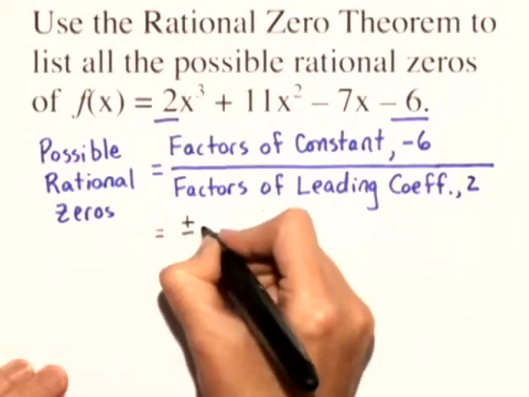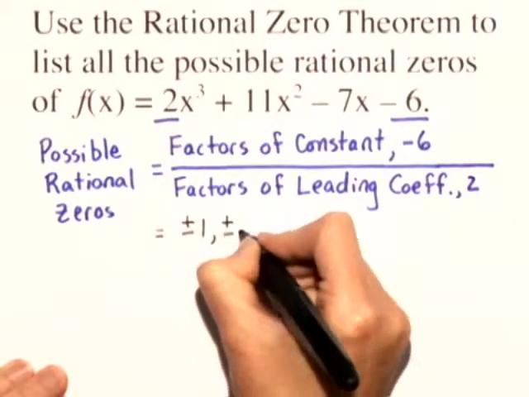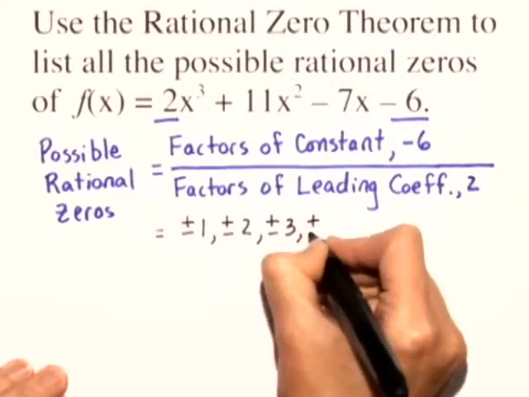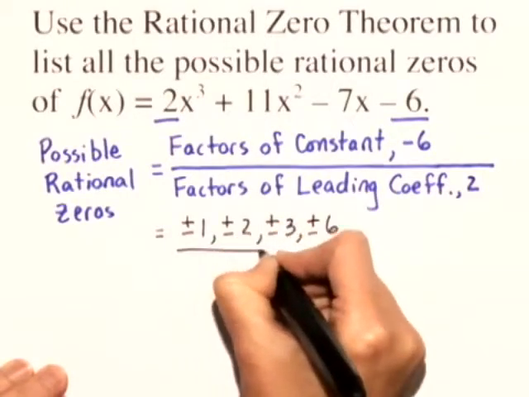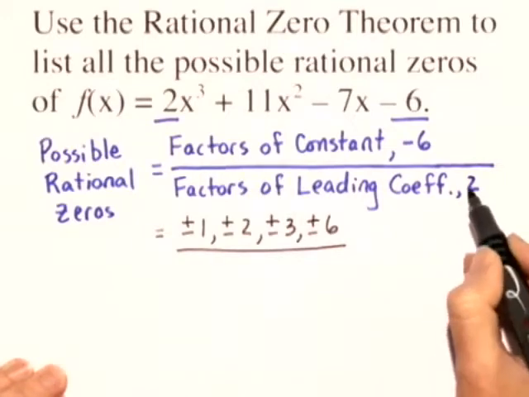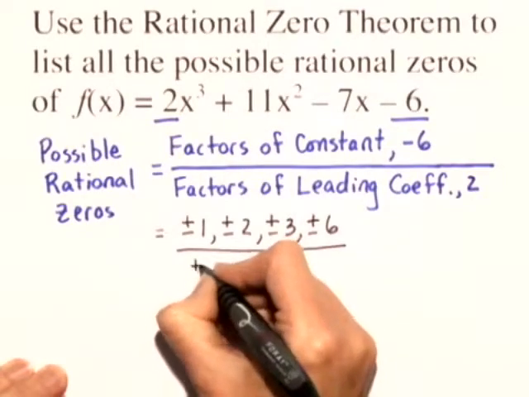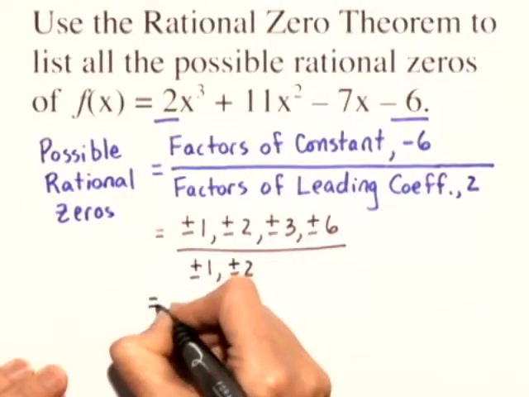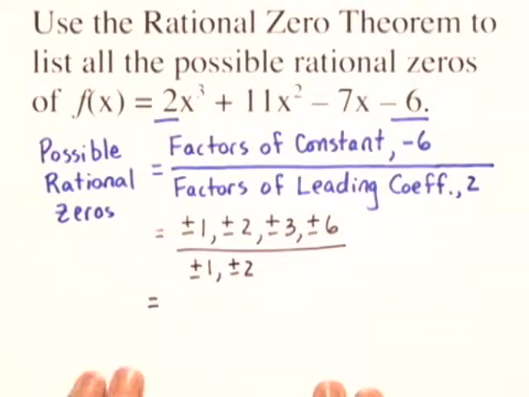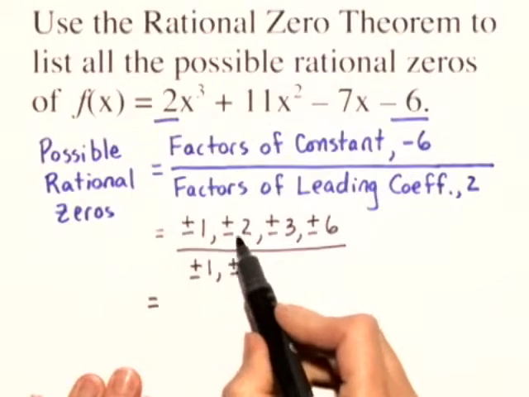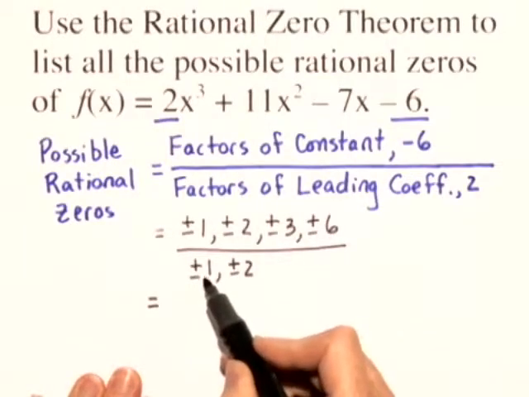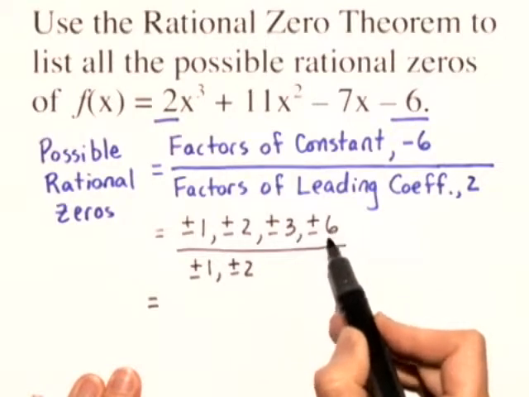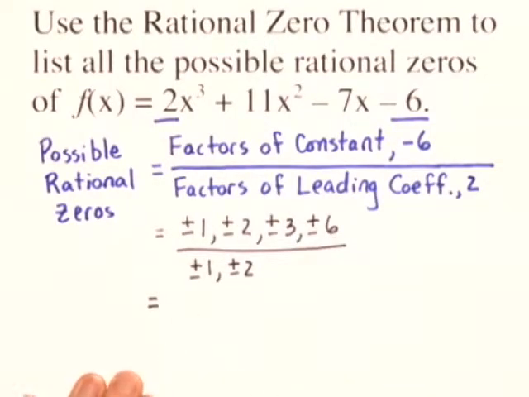So that would be plus or minus 1, plus or minus 2, plus or minus 3, and plus or minus 6. In the denominator, the factors of 2 are just plus or minus 1 and plus or minus 2. So we can write all of this out. We're going to take each one of these numbers in the numerator and divide it by plus or minus 1, and then we'll take each number in the numerator and divide it by plus or minus 2.